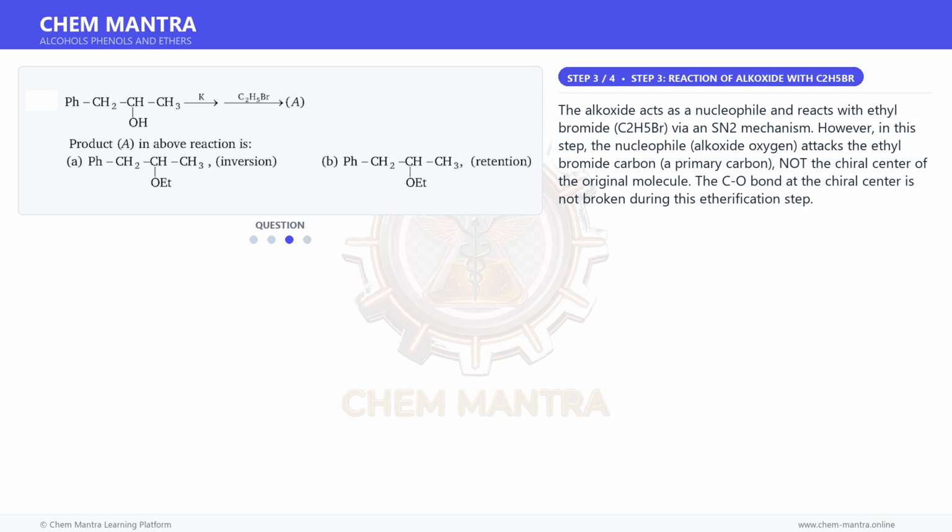Moving on to the next step. The alkoxide acts as a nucleophile and reacts with ethyl bromide, C2H5Br, via an SN2 mechanism. However, in this step, the nucleophile, the alkoxide oxygen, attacks the ethyl bromide carbon, a primary carbon, not the chiral center of the original molecule. The C-O bond at the chiral center is not broken during this etherification step.